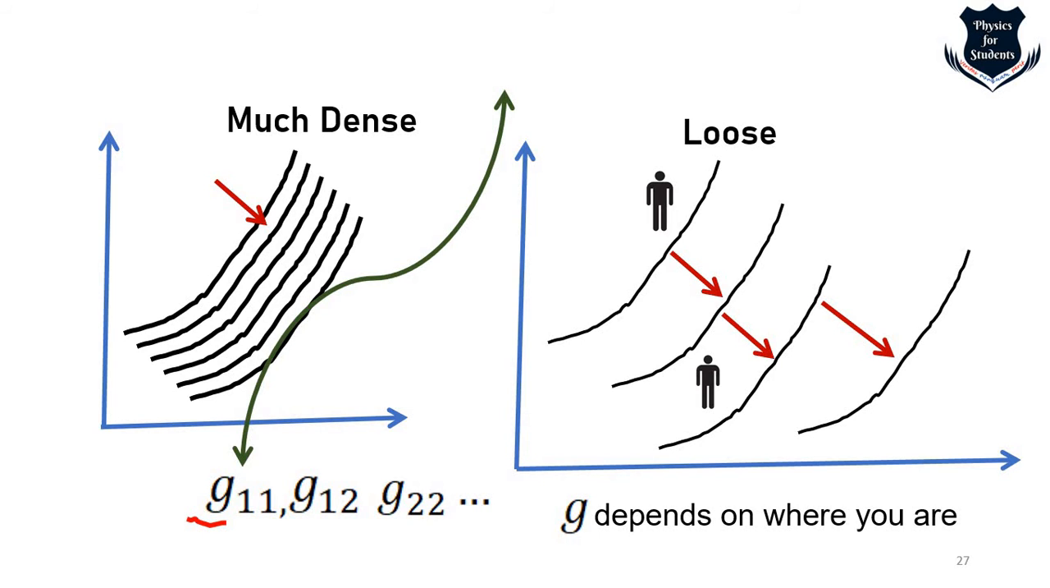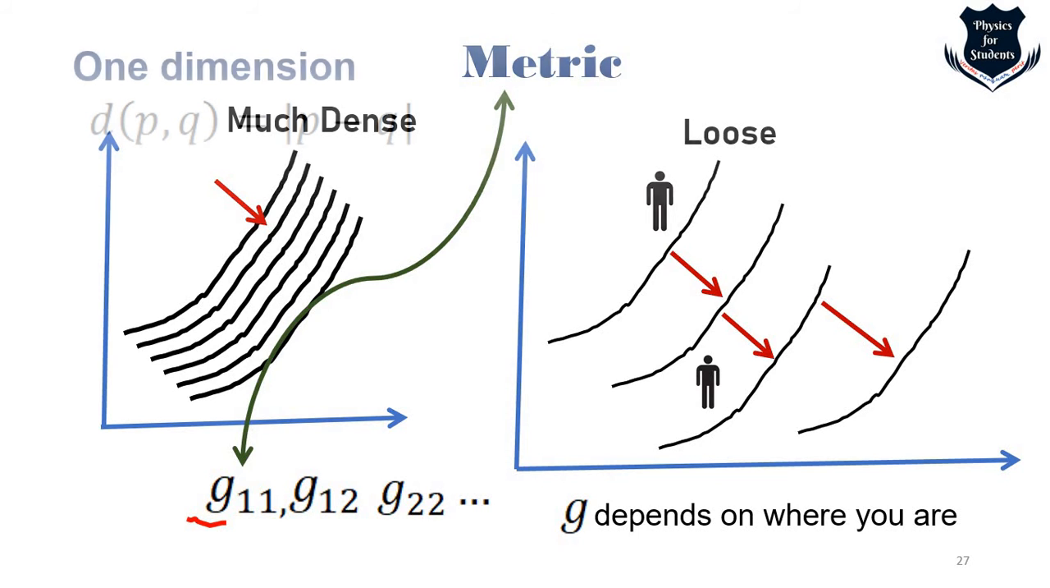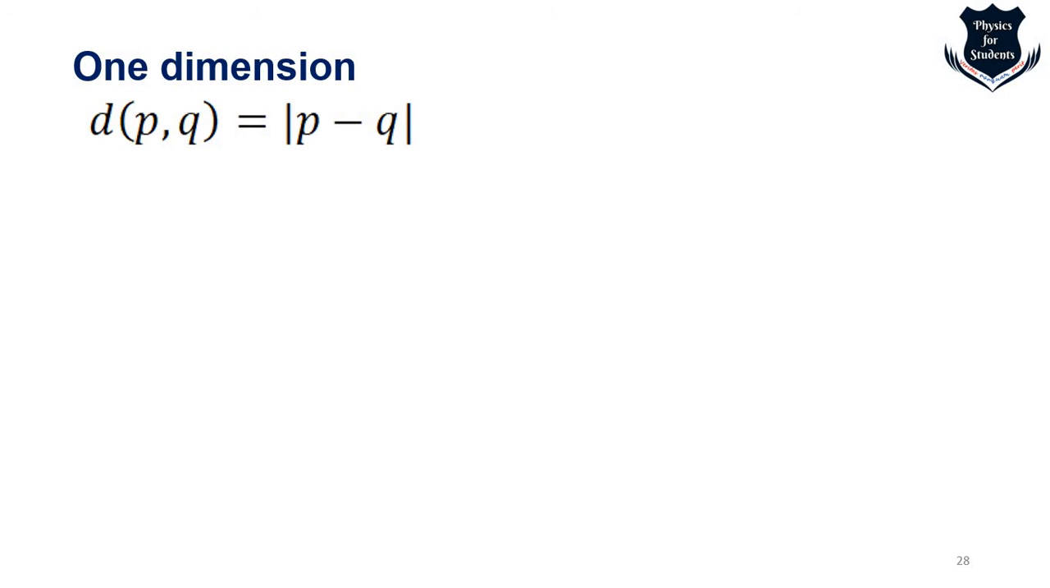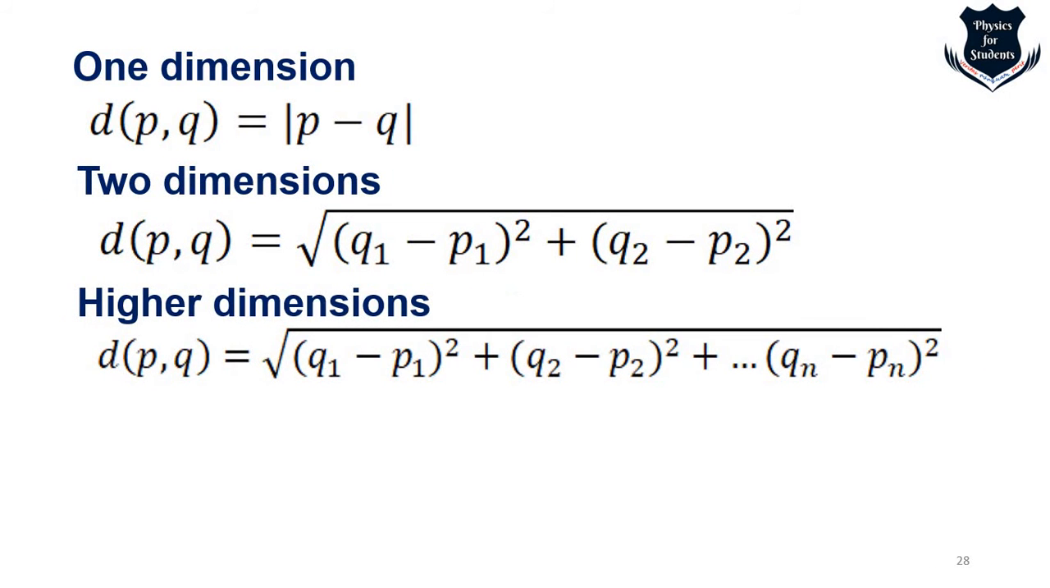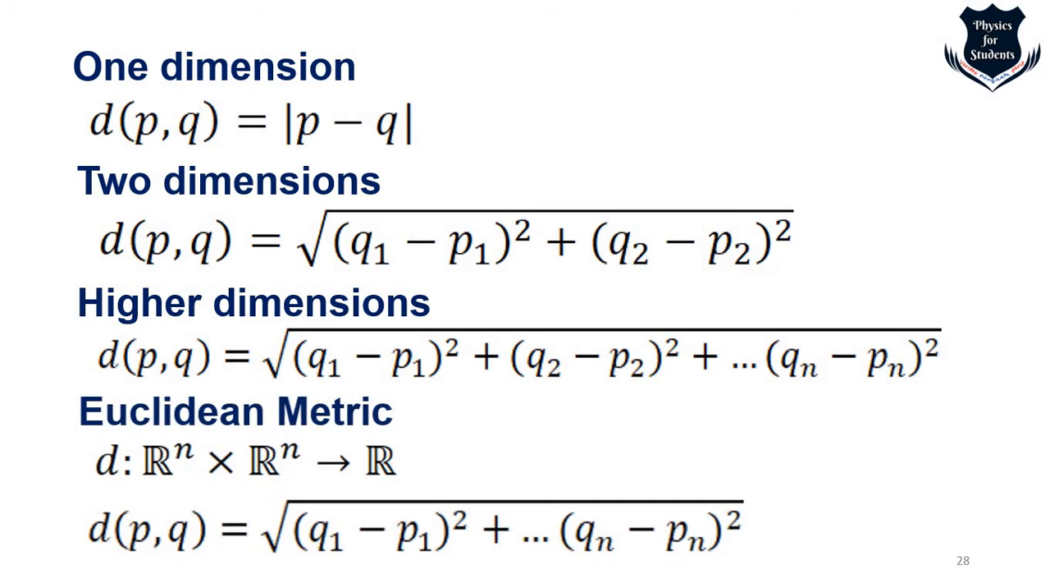Right, and you see this G is the metric. I have shown it in this green one. This is the metric. Okay, these are simple equations. So in one dimension it looks like this, in two dimensions it looks like this, and in higher dimensions and further in Euclidean metric. I'm not going to explain it further. You can just pause and take a note of this. I think all those equations are quite clear.